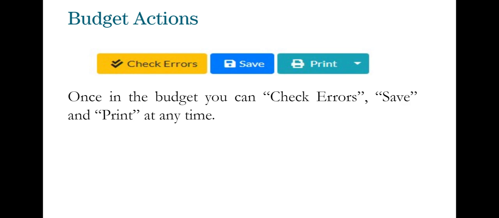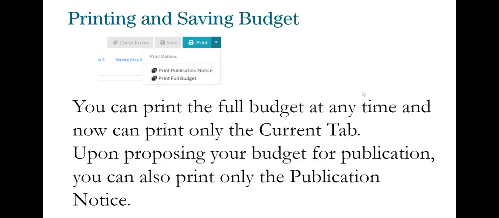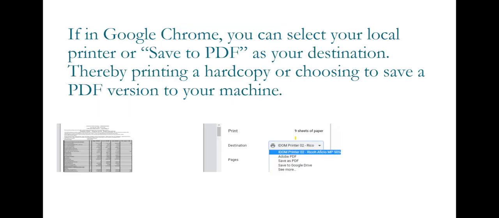Once in the budget, you of course can check errors anytime. Please save often, and you can also print at any time. When you're printing, you can print the full budget, like all the budget forms, or you could also just do the current tab. So that's an option as well. And then once you propose your budget for publication, you can also just print the publication notice. If in Google Chrome, which we highly recommend, and please use the most recent version, you can select your local printer and print it off that way, or you can save to PDF and then put it on your machine.